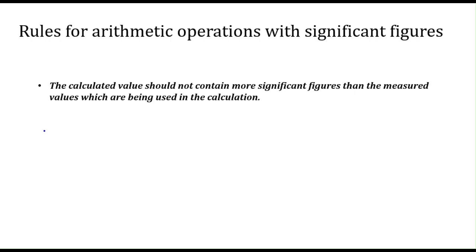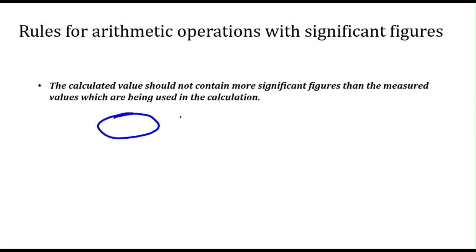Let's continue our discussion. In the previous video, we discussed rules to determine significant figures in measured values. Now we are going to discuss rules for arithmetic operations with significant figures. So the key concept is the calculated values should not contain more significant figures than the measured values which are being used in the calculation. What does this sentence mean? Let's take an analogy and then we can understand.